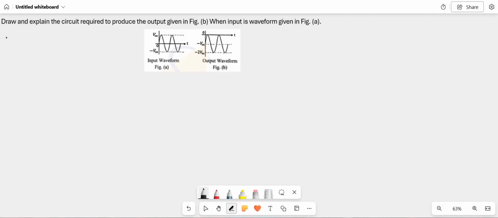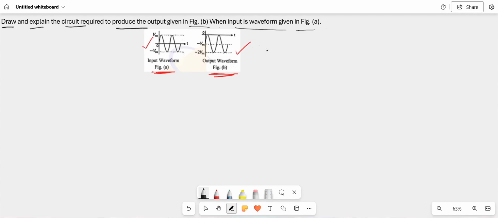In this question, we are asked to draw and explain the circuit which is required to produce the output given in figure B when the input waveform is this. So this is our input waveform and this is our output waveform. From this input waveform, we are asked to produce this output waveform. So we have to use a particular circuit to produce this output waveform from this input waveform.